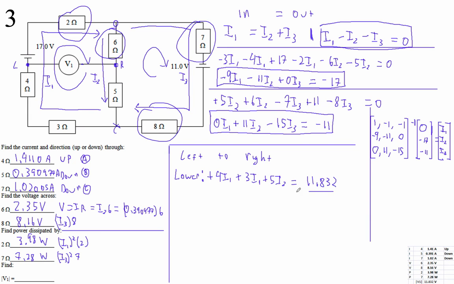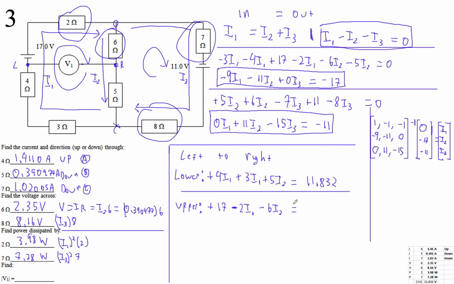Okay, so now let's do the same thing. Let's go left to right, but let's do the upper route. So we're going to go through the 17, downstream through the 2, downstream through the 6. 2 different currents. So let's do the upper. Okay, so we go the correct way. We're going the correct way through the 17. So plus 17. Okay, and then we're going to go downstream. So minus 2I1. That's a minus. Then minus 6I2.